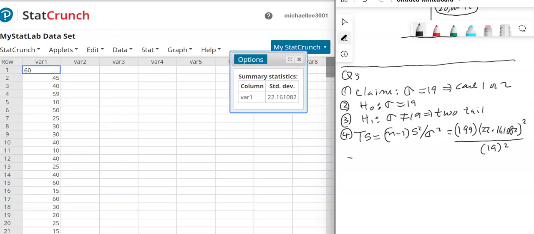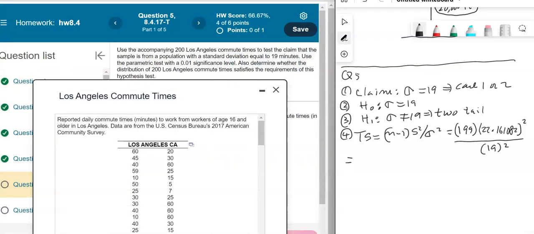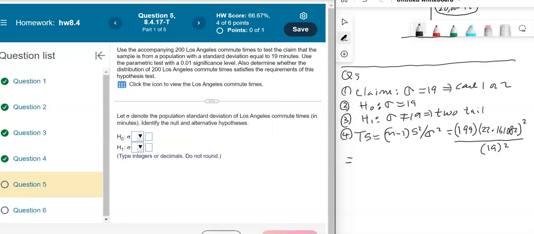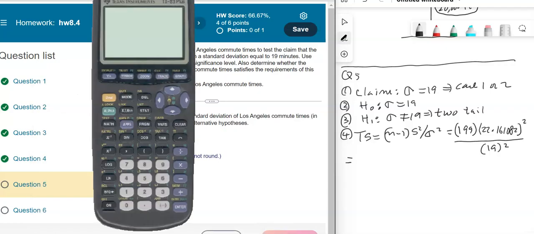Okay, so clear, and then 199 times 22.161082 squared divided by 19 squared. So I get 270.7246. I think that's enough.